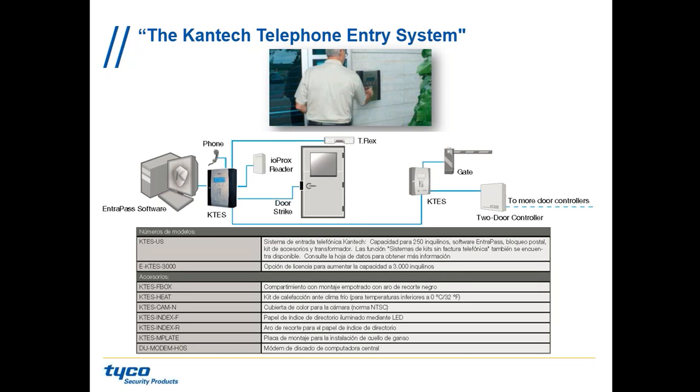Number one, the telephone entry system, the KTES, which is the name of that, allows you to have an external reader. If I'm living in the building, I don't need to go to that device every time I'm going to my apartment. I can just swipe a card and I'm in. I can use that independently, by itself, or I can use it in conjunction with a Kantech access control together, like an additional controller. These come with 250 apartments included.